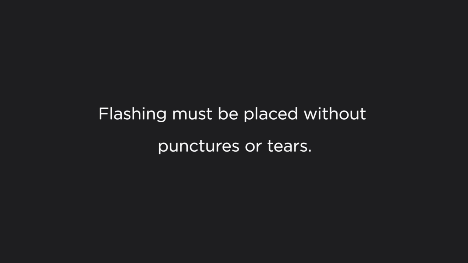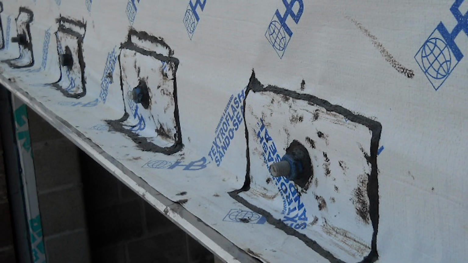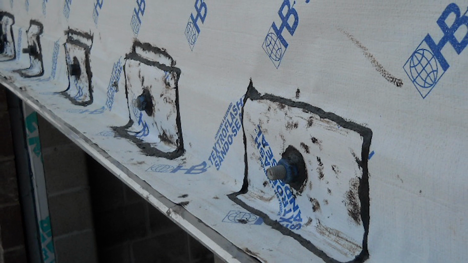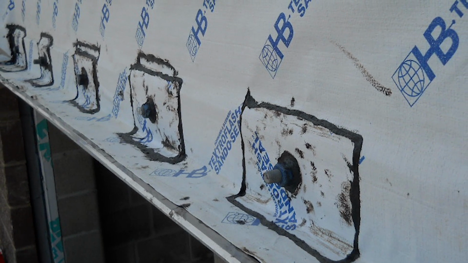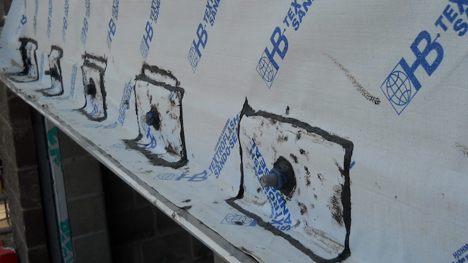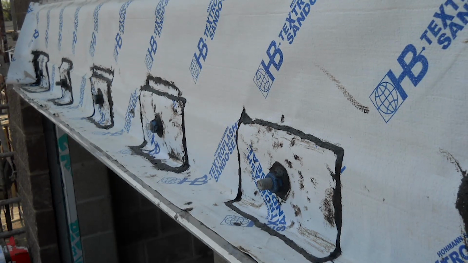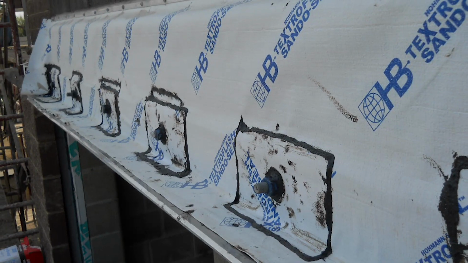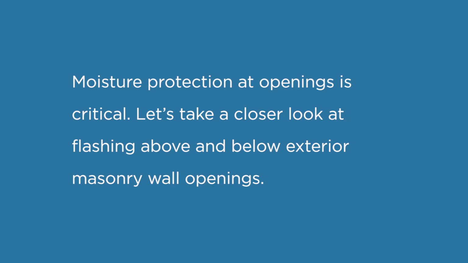Flashing must be placed without punctures or tears. Openings created for reinforcement, anchors, or connectors must be closed with a compatible sealant. Protection may be needed around bolts fastening shelf angles to the structure. Since any opening in a wall is an opportunity for a leak, moisture protection at openings is critical. Let's take a closer look at flashing above and below exterior masonry wall openings.